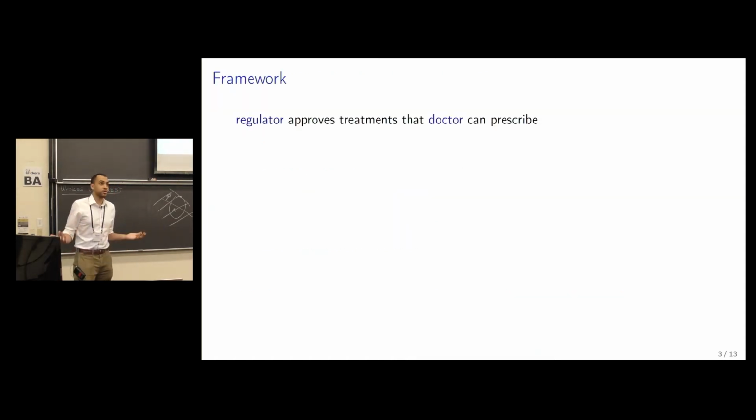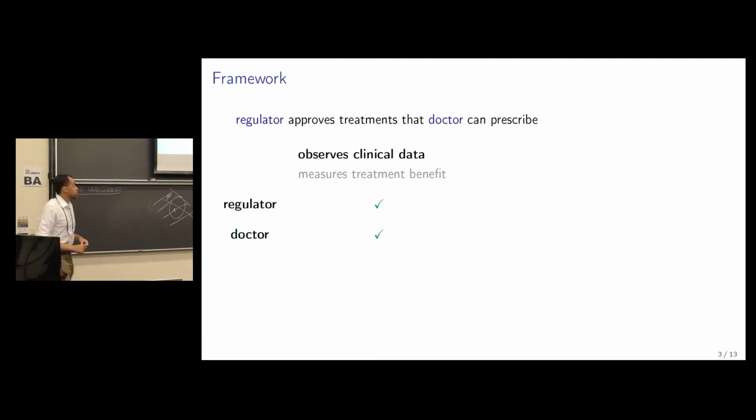OK, so what's the framework that I'm going to be using? Well, of course, I'm going to be thinking about a regulator that is approving treatments that a doctor can prescribe. The regulator and the doctor are going to be similar in some ways and different in others. So both the regulator and the doctor are going to observe the clinical trial data. The clinical trial is going to tell you something, in a statistical sense, about the effectiveness or benefits that a patient gets from the treatment.